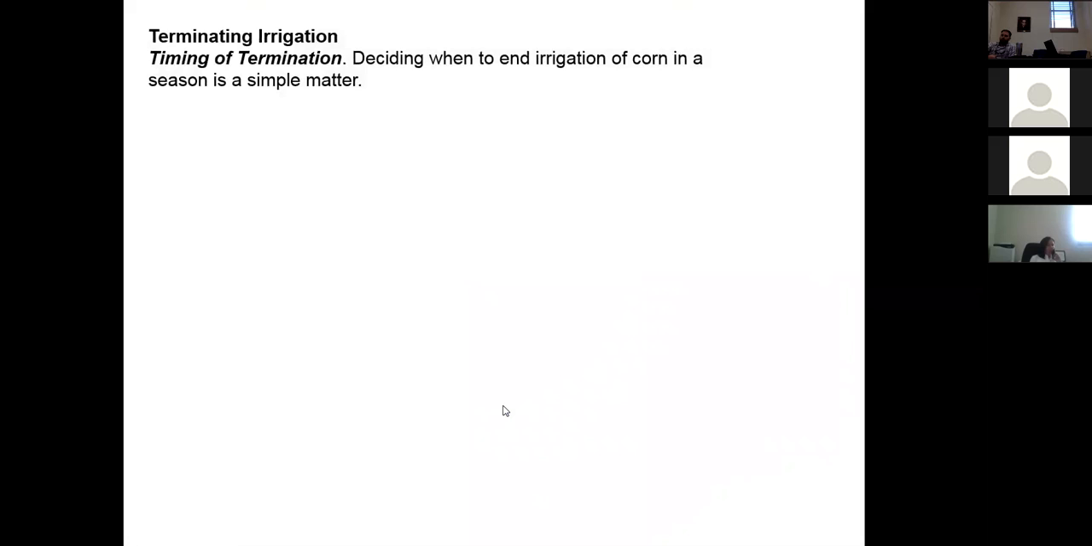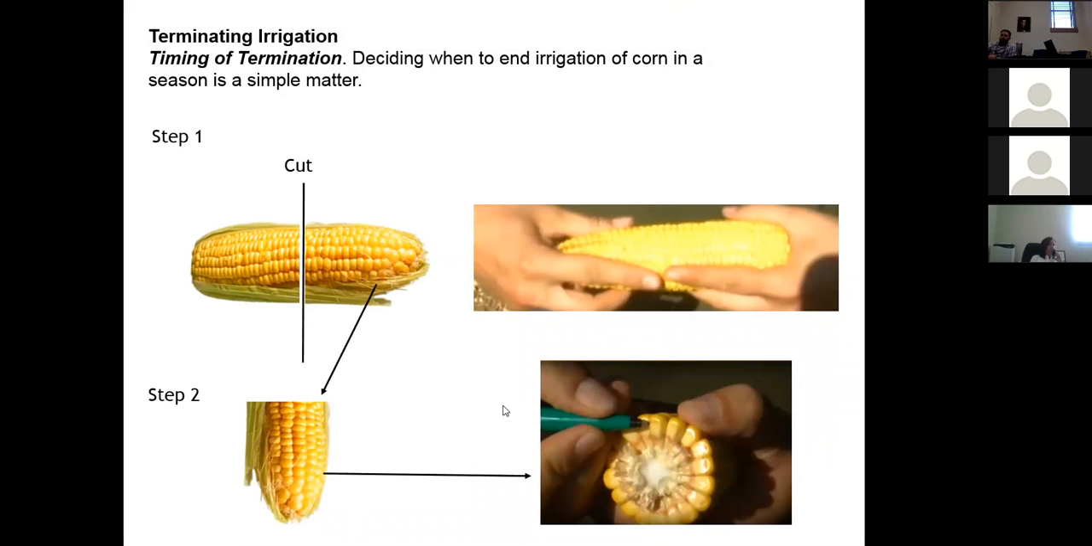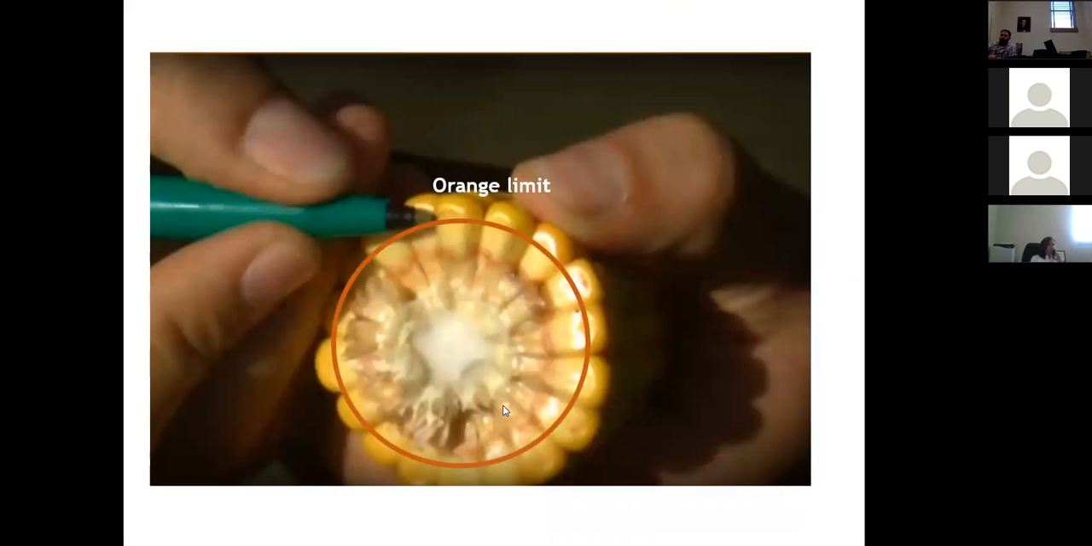Another thing we should take care of is when to end the irrigation for corn. To decide when to end irrigation, breaking a corn cob in half allows us to observe the progress of kernel maturity. As you can see in the picture, we break the corn cob in half, and we can see the orange line. This orange line represents the milk line, and it gives us an idea when to stop irrigation.